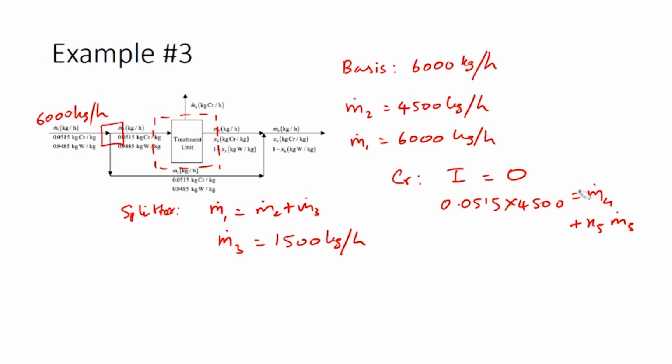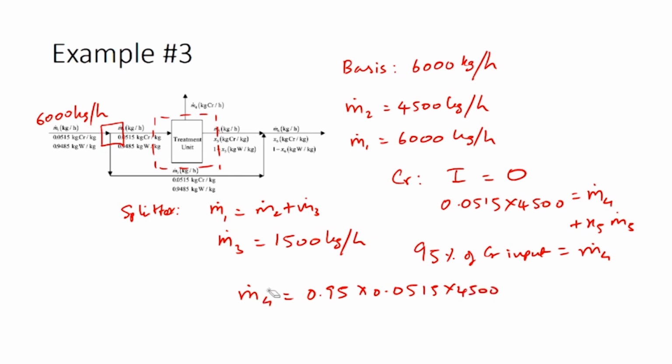We do not know M4 or X5 M5. However, we have been told that 95% of the chromium input is leaving as M4 dot. So, we can calculate M4 dot as 0.95 times 0.0515 times 4500, which is equal to 220.2 kilograms per hour. That would be the mass flow rate of chromium leaving through the stream M4.